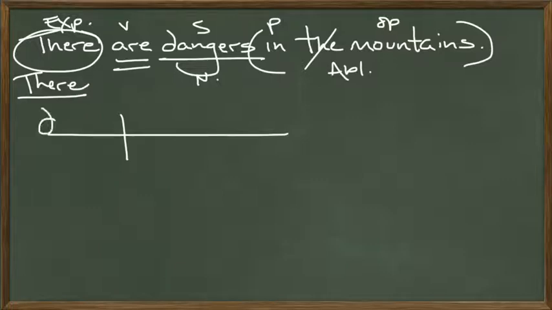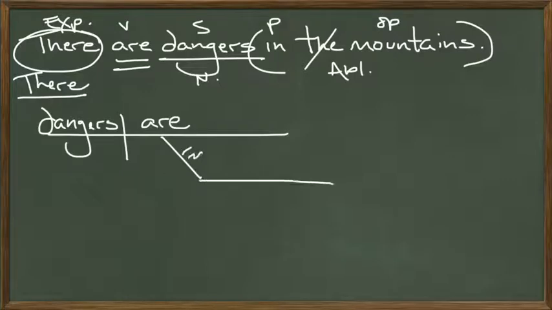And in that version, we'll just stick there up in the top left-hand corner above the diagram. There, and then we'll put dangers as the subject here on the subject side. Dangers are where? Dangers are in mountains, and the article adjective underneath. Dangers are in the mountains. There are dangers in the mountains.